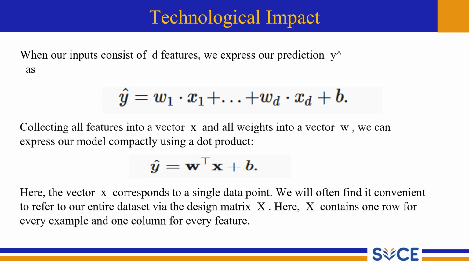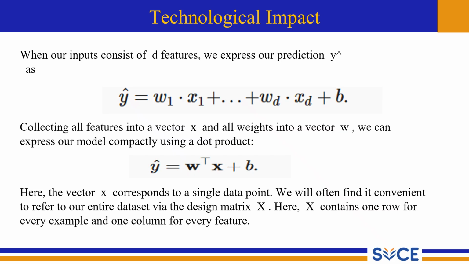When our data contains d features, the model prediction denoted as y cap can be expressed as y cap equal to w1 x1 plus w2 x2 plus w3 x3 plus up to wd xd plus b. Here b is the bias or intercept, w1 is the weight of the input feature, and x1 is the activation function that we applied to predict the value. This formulation can be compactly written using vector notation, where we group all features into a vector x and all weights into a vector w.